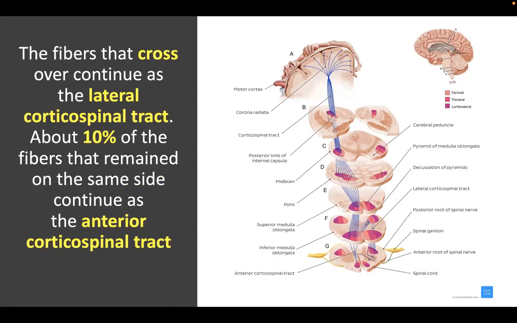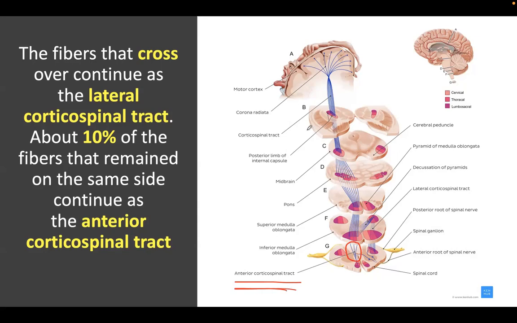Now, look at these fibers. 90% will decussate to the opposite side, and it continues as the corticospinal tract until it reaches the spinal cord. However, look at this here. The remaining 10% that do not cross or do not decussate stay on the same side, and this is now known as the anterior corticospinal tract.